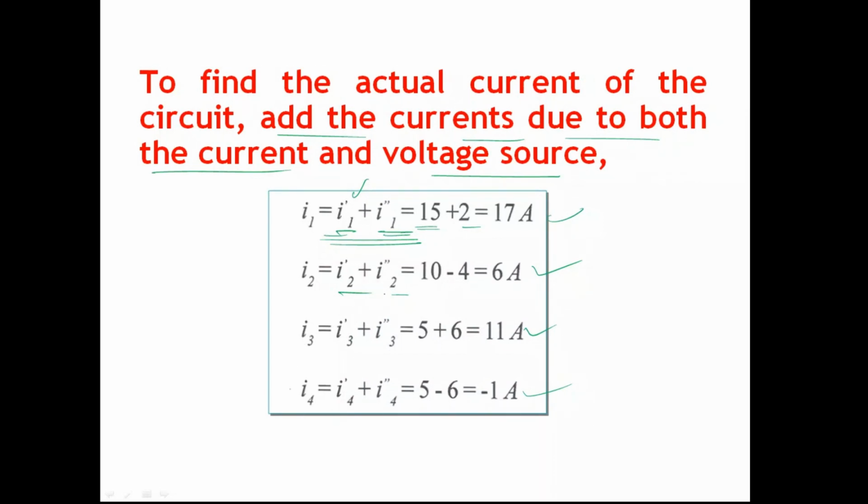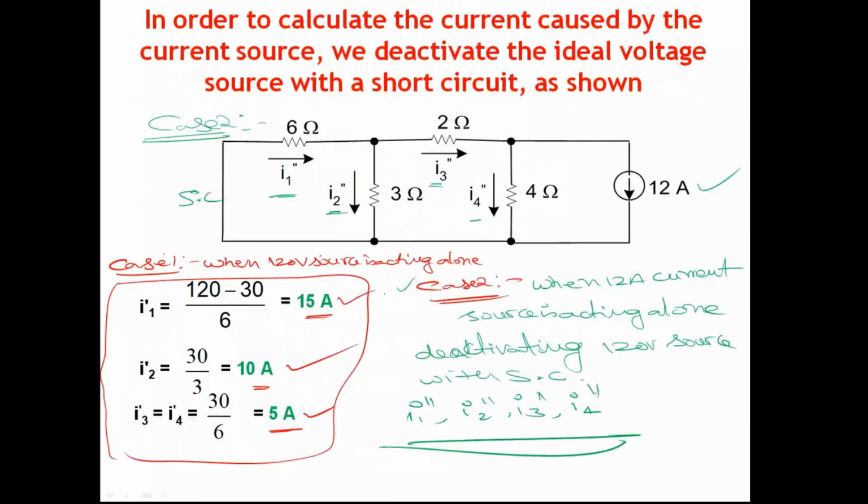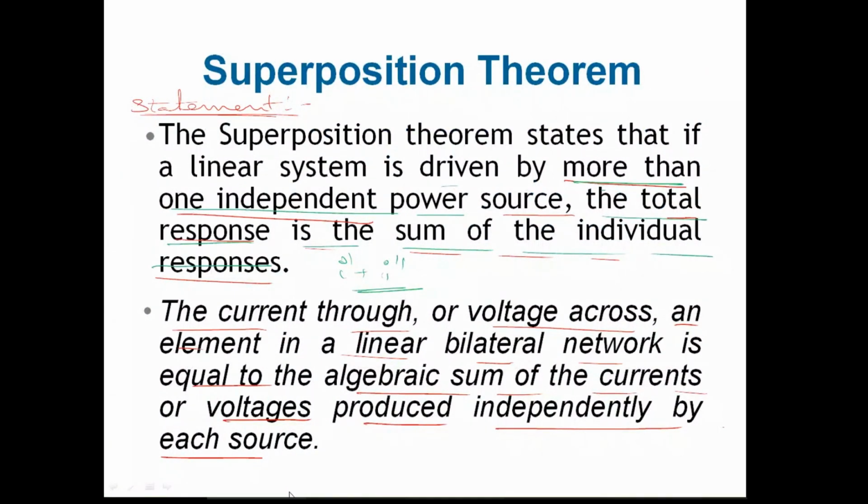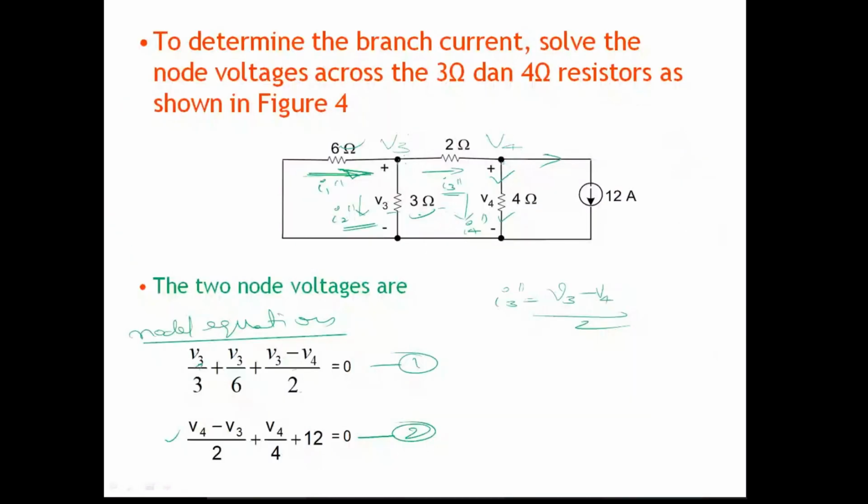As we said earlier, what does the superposition theorem state? It states that in a linear circuit, if it is driven by more than one independent source, the total response is the sum of the individual responses. And the sum of the individual responses means, in the case mentioned earlier, I1 dash plus I1 double dash. So this is how the superposition theorem is applied to solve this problem.